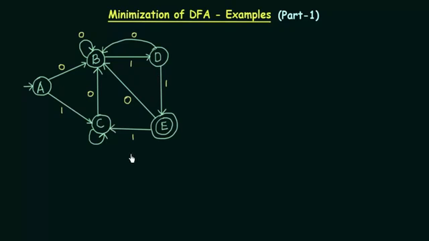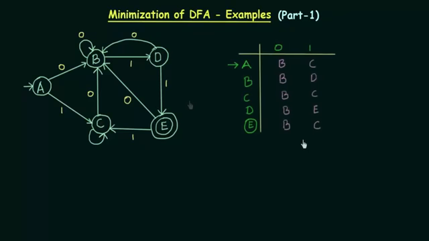That is, I want to design another DFA which performs the same kind of task, but I want to use the minimum number of states possible. So here I have 5 states, and now I want to design it using a lesser number of states. Let's see how we can do this. The first step is to draw the state transition table for this DFA. So here I have drawn the state transition table for this DFA.